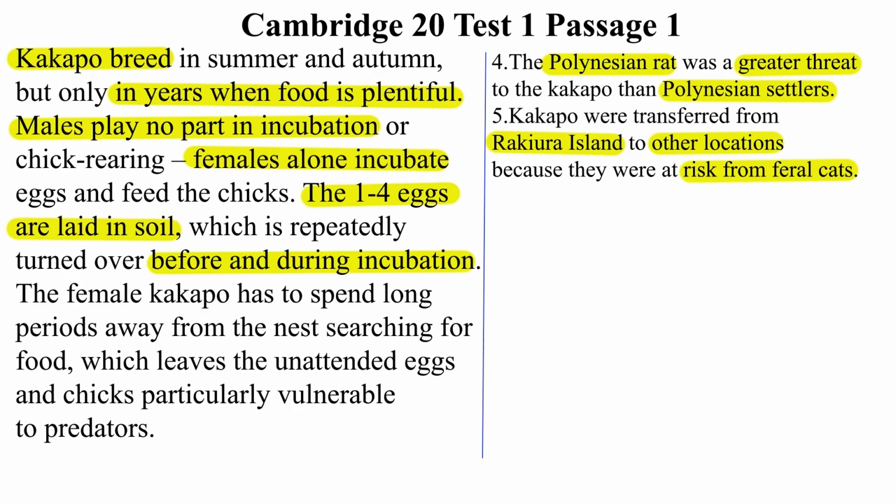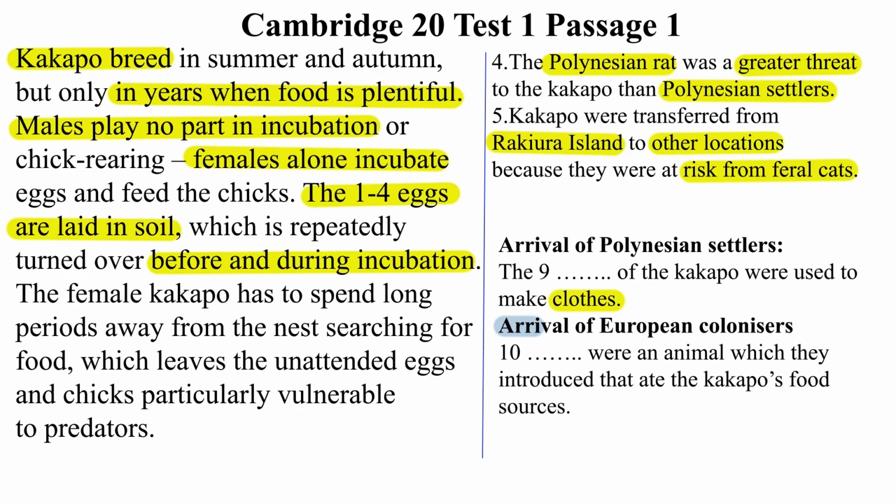So now focus on number 10, blank. Arrival of European colonizers, dash, were an animal which they introduced that ate the kakapo's food source. Here the keywords are European, animal, and food source. The female kakapo has to spend long periods away from the nest searching for food, which leaves the unattended eggs and chicks particularly vulnerable to predators. Here there is no information about clothes, rat and settlers.